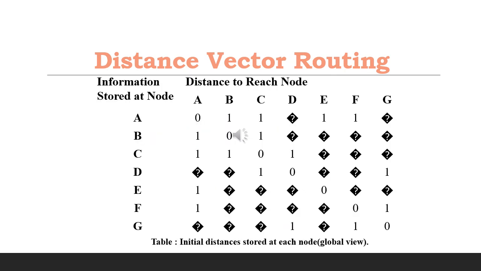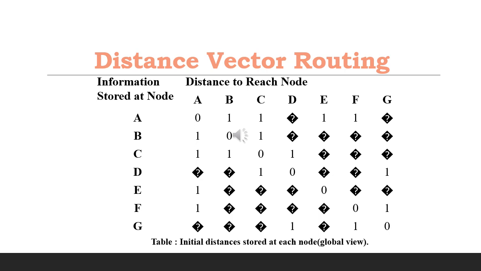Now, by using the information that has been stored at a node, we'll try to search out what information has been stored at node A. So from A to A the distance is 0, for A to B the distance is 1, for A to C the distance is 1, A to D is not defined, A to E is 1, A to F is 1, and A to G is not given, right?